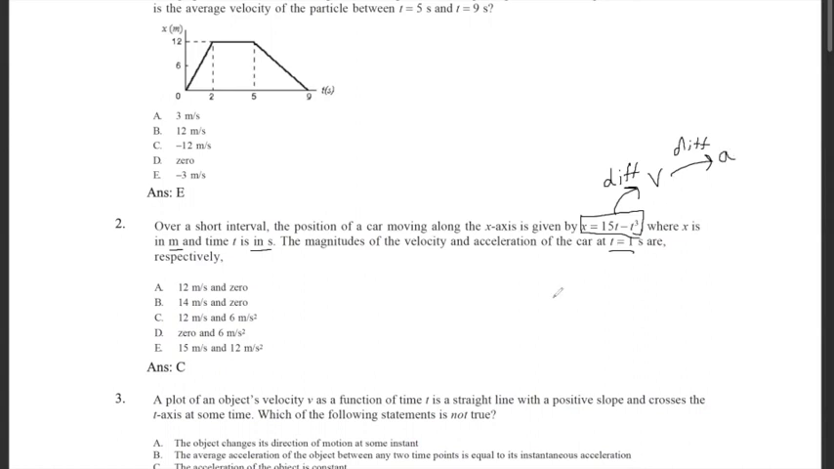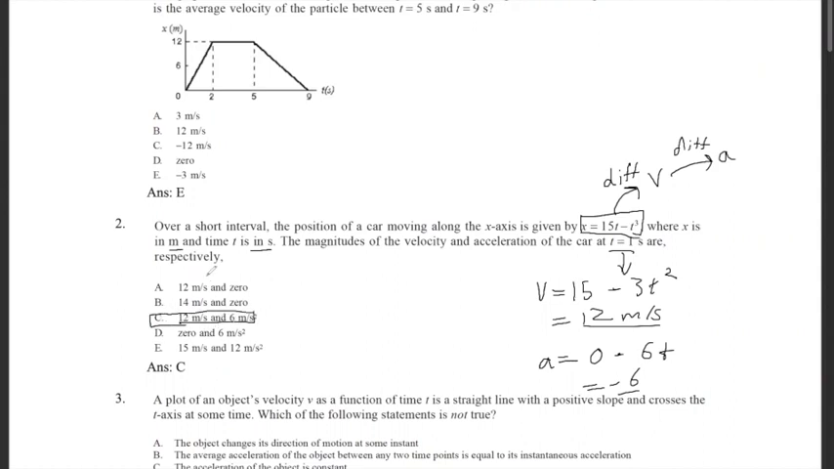So for the velocity equation, v equals 15 minus 3t squared. And then if we put 1 here, 15 minus 3 is going to be 12. So v is 12 meters per second at time 1. And what's going to be the acceleration? Acceleration is going to be 0 minus 6t. So if you put 1, it's going to be minus 6. So 12 and minus 6. Okay, we don't have an option for negative, so it's going to be 12 and 6. And I guess they've made a mistake here.